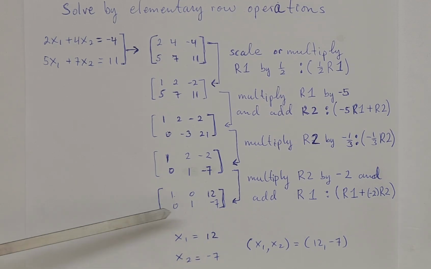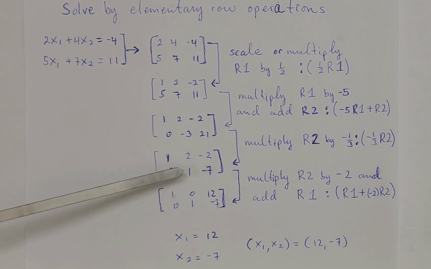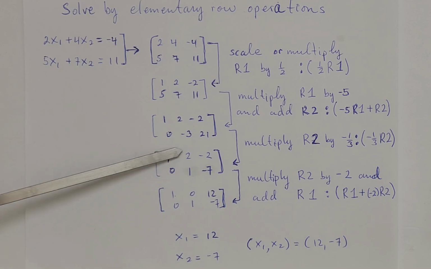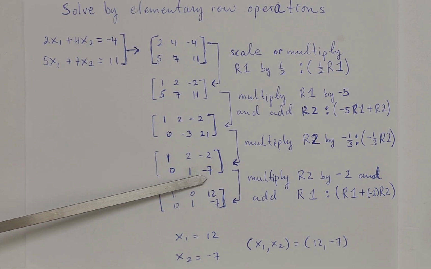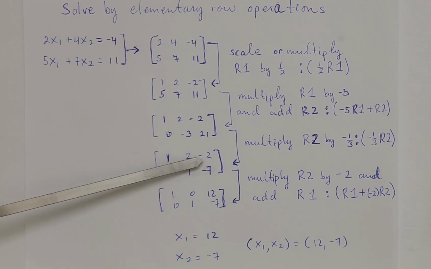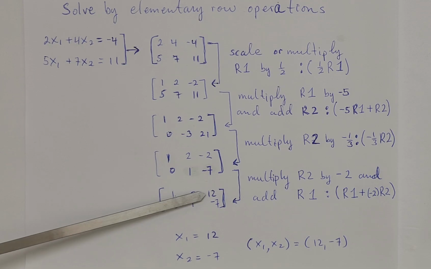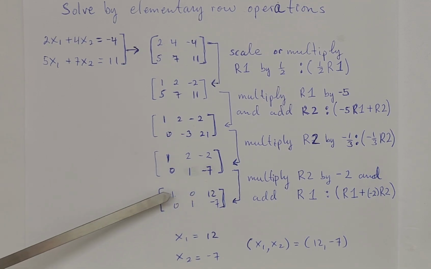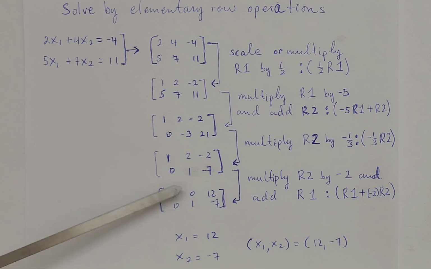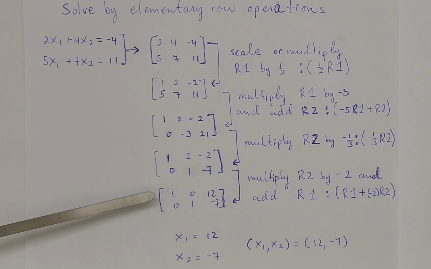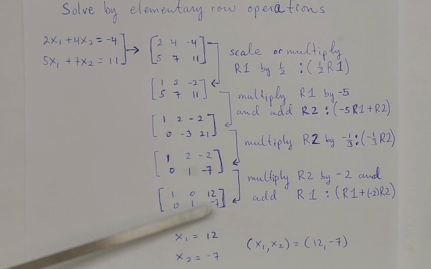So -2 times 1 gives me -2. -2 plus 2 gives me 0. -2 times -7 gives me positive 14. 14 minus 2 gives me 12. Once we have 1, 0, and then 0, 1, then we are done.